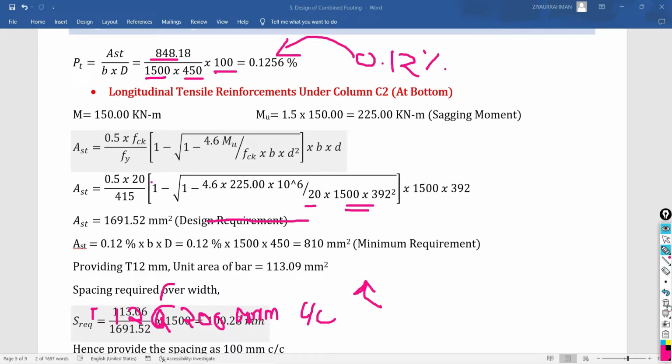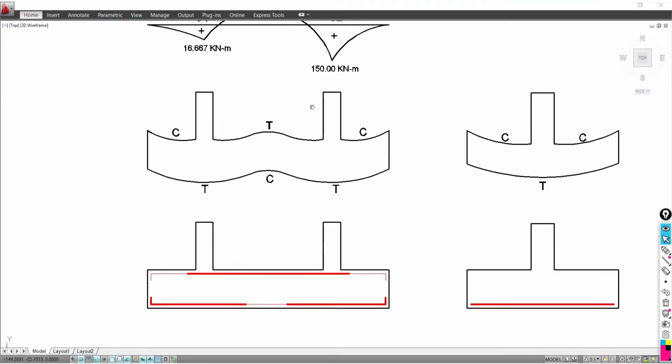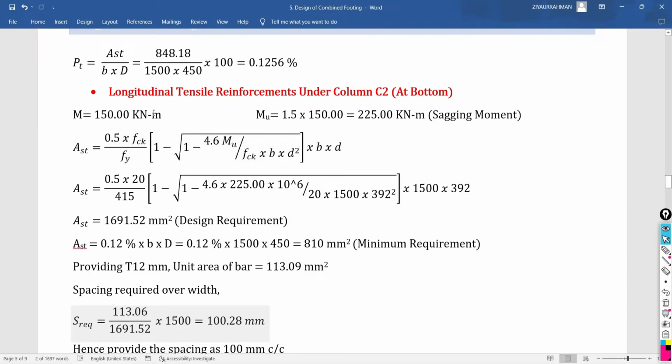Okay. Now the last reinforcement, under the column C2 at the bottom face along the longitudinal direction, or along the length of the footing. How much moment is there under the column C2? So have a look over this. The moment under column C2 is 150 kN·m. So multiply this value with 1.5, and you are getting the factored moment as 225. It is the sagging moment, meaning the reinforcement will be at the bottom face.